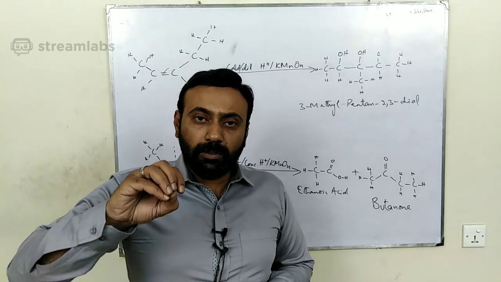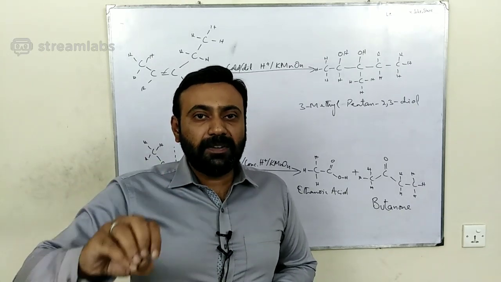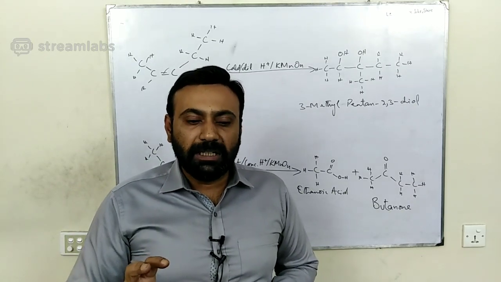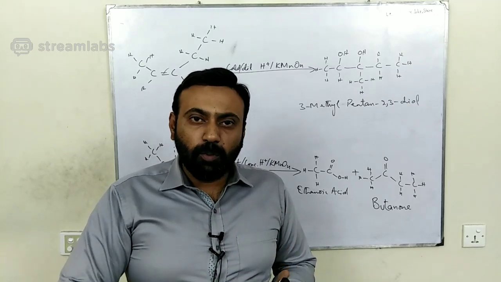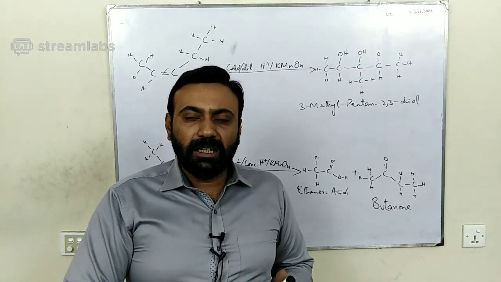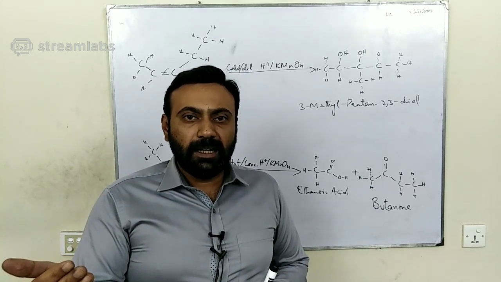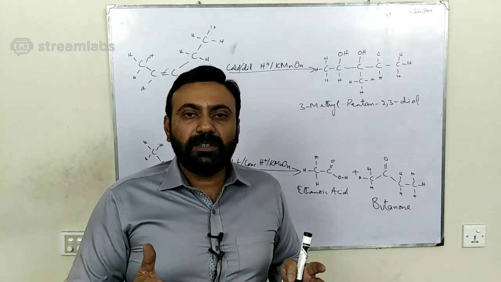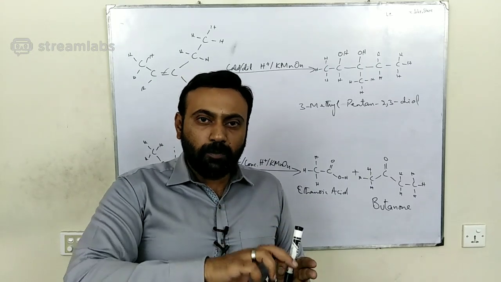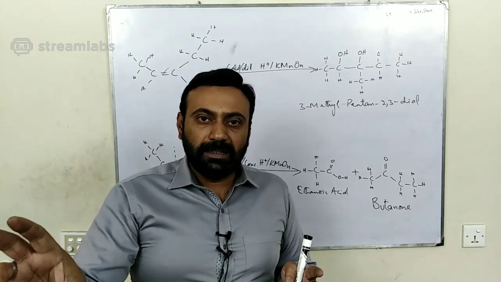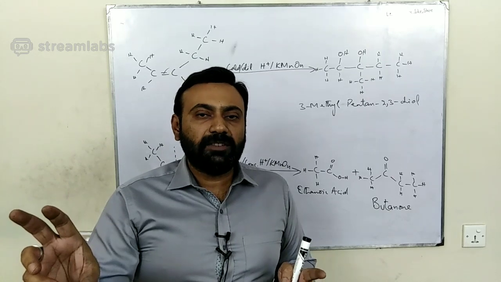So in order to use it as an identification test, we have to use aqueous bromine, because a solution of bromine is orange to brown in color, and when the product is formed, the product is colorless and water itself is also colorless. So aqueous bromine turns from brown to colorless. That is the identification test for alkenes.